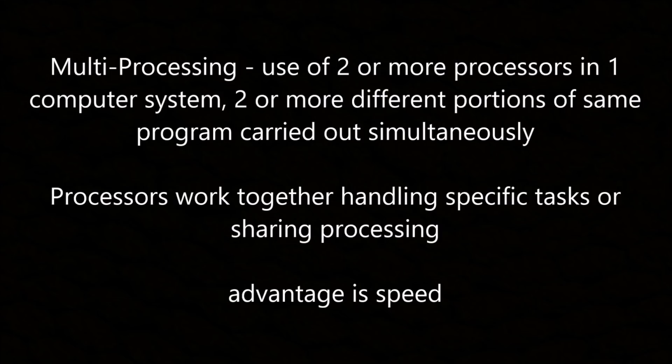Multiprocessing is the use of two or more processors in one computer system, with two or more different portions of the same program carried out simultaneously. Processors work together handling specific data tasks or sharing processing. The advantage is speed.